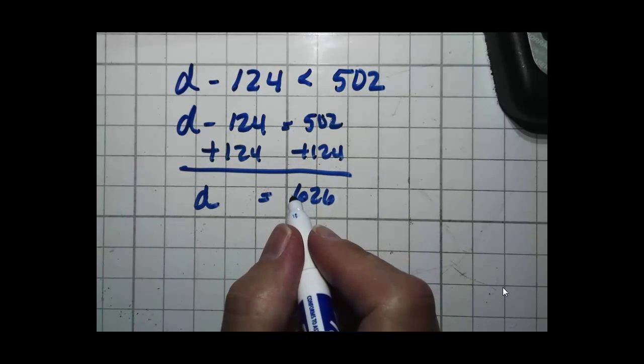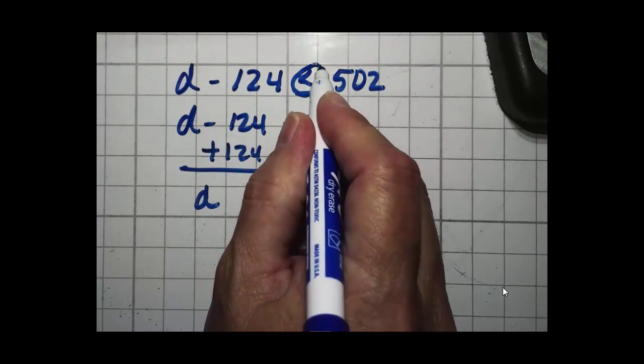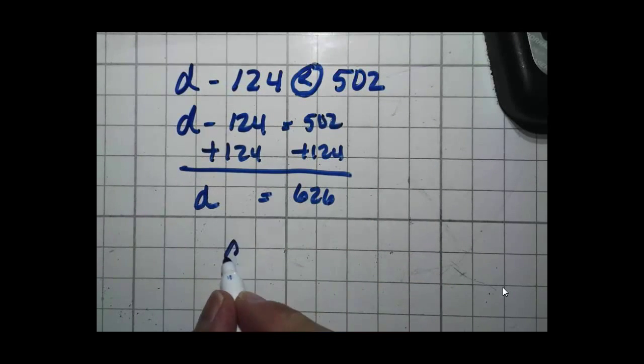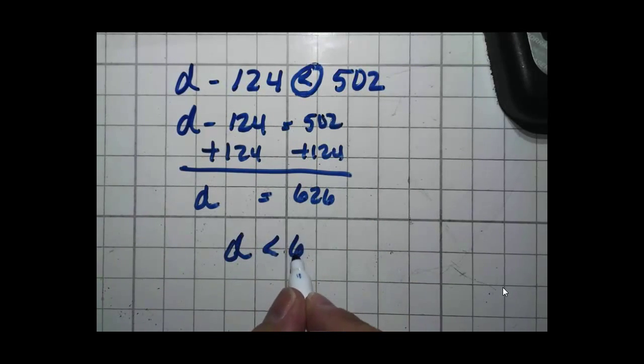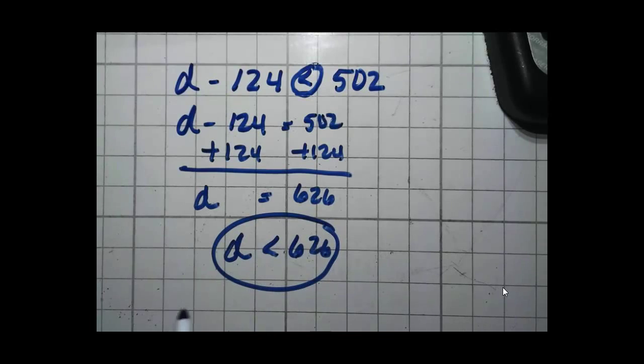I'm not done because it's an inequality. I go back to here, and I have to ask myself, did I multiply or divide by a negative number? No, I did not. So before I tell my teacher my answer, I've got to put that inequality back in. It's got to be exactly the same direction as it was before. D is less than 626.